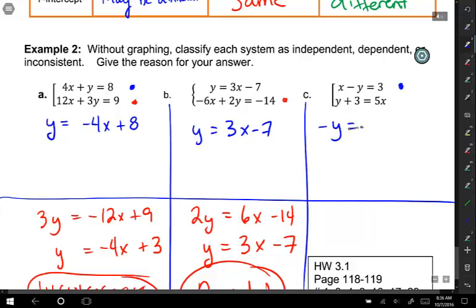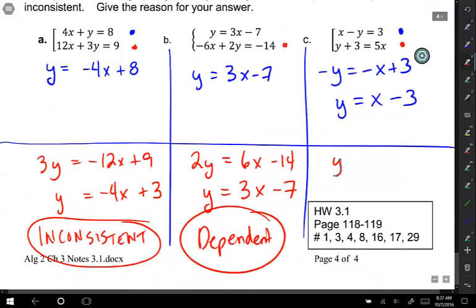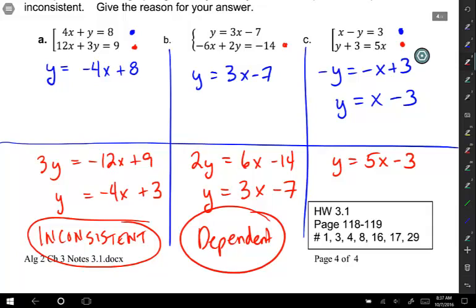All right, let's look at the third one. Negative y equals negative x plus 3. Y equals x minus 3. Let's look at the other one. Y equals 5x minus 3. Is the slope the same? No. Nothing else matters. Because guys, look at my arms. The slope is not the same. It could be anything like this, but anything like that, are the lines going to cross? Okay, I don't care where. All I'm answering is, do they cross? And so, Sebastian, it's just a case of, yes, they cross.